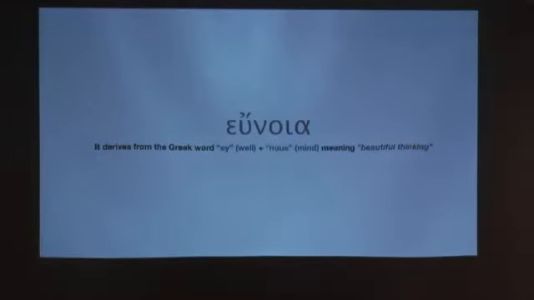Eunoia derives from a Greek word meaning beautiful thinking. It is pronounced evnia. Eunoia is a performance that uses my brain waves collected by an EEG sensor to manipulate the motion of water.